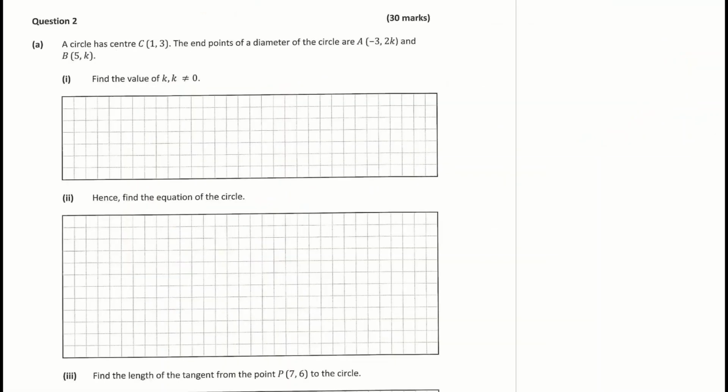Question 2a, a circle has a centre C and the endpoints of a diameter of the circle are A and B. Find the value of K, where K is not equal to 0. First thing I'm going to do here is sketch my circle C, and I have my centre point of C, which is 1, 3, and the endpoints of the diameter are my A, -3, 2K, and my B, which is 5, K.